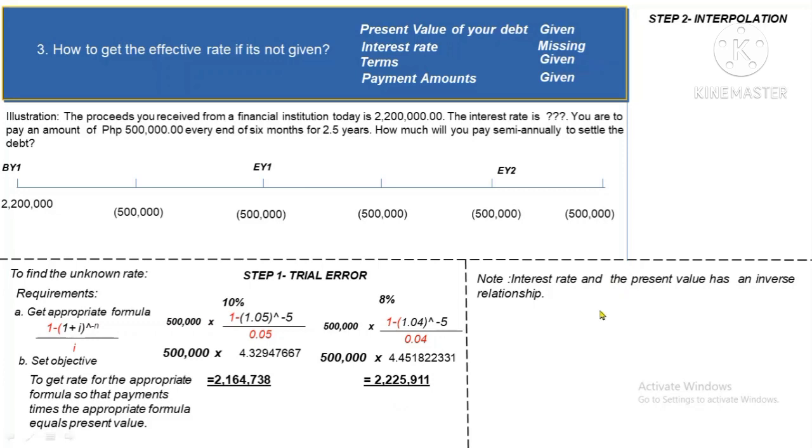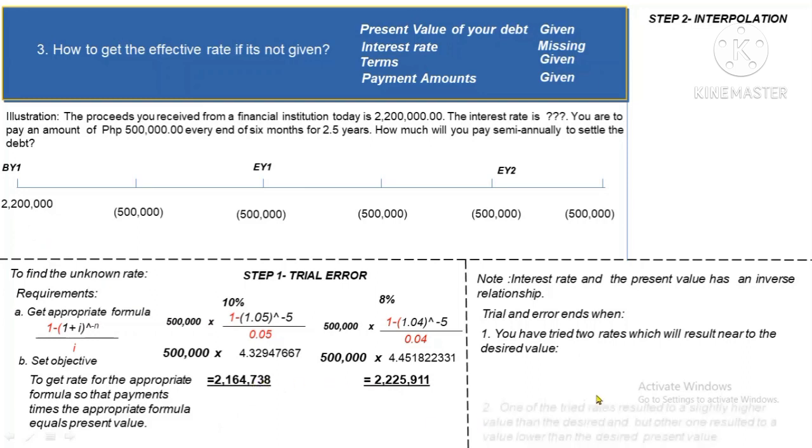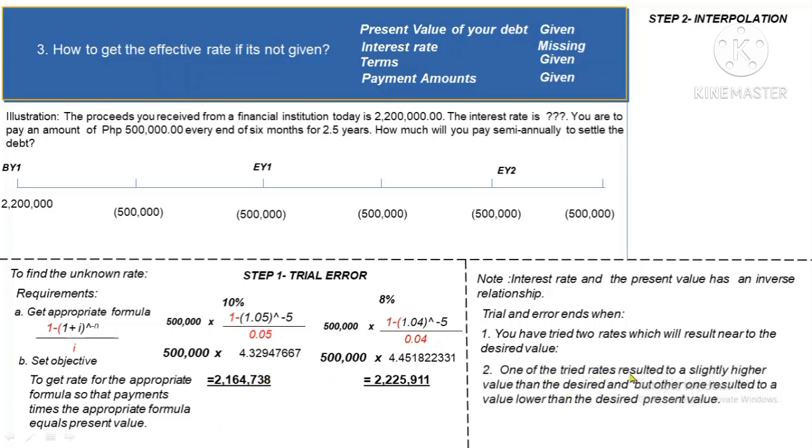But let me remind you again that you can have lots and lots of trials, but the trial and error ends when you have tried two rates which will result near to the desired value. So our desired value is 2.2 million. These two rates resulted nearer to the desired value. One of the tried rates resulted in a slightly higher value than the desired, which is this one, and the other one resulted in a value lower than the desired present value, which is this one. So that's it for our trial and error. We're now prepared for the interpolation.